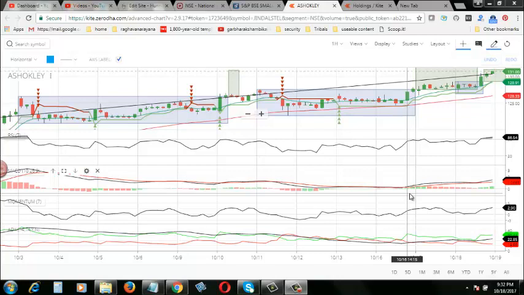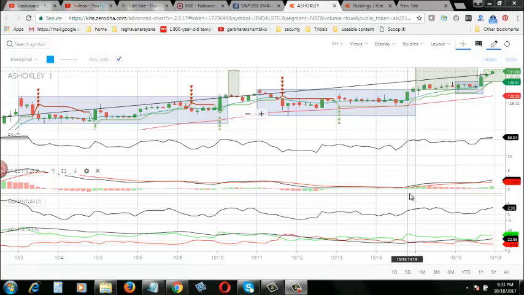Today we are going to discuss Ashok Leyland stock. We do the technical analysis using a few technical indicators. And first, I would like to list out all the technical indicators that I'm using to analyze this particular stock.